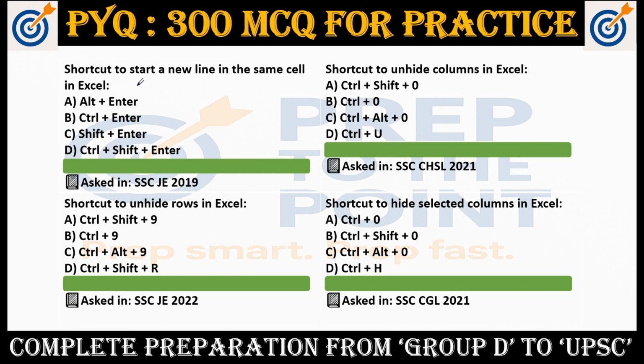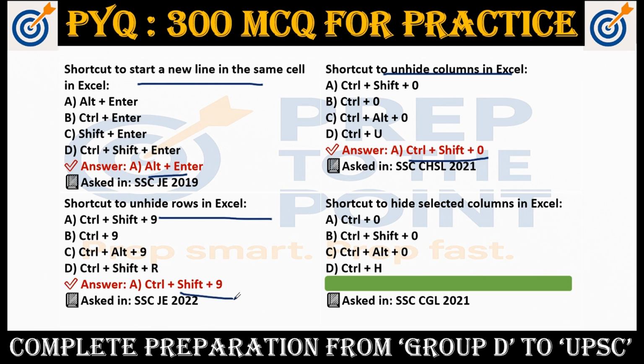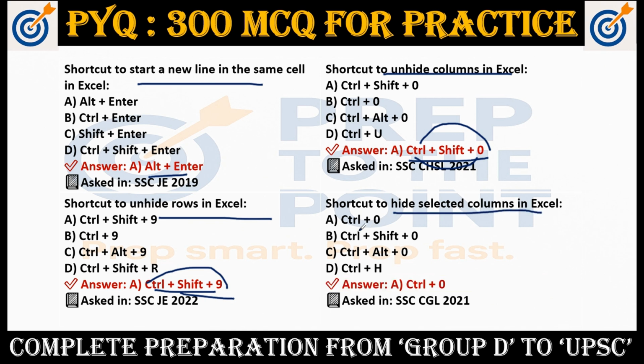Shortcut to start a new line in the same cell. Alt Enter. To unhide columns in Excel, it's Control Shift 0. To unhide rows in Excel, Control Shift 9. To hide, Control 9. To unhide, Control Shift 9. To hide column, Control 0. To unhide, Control Shift 0. Shortcut to hide selected column, Control 0.